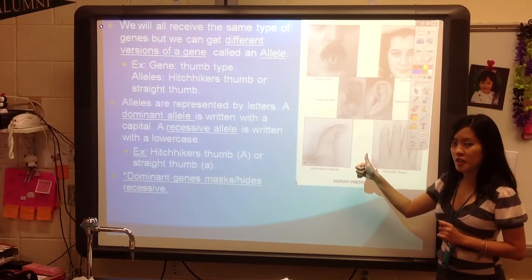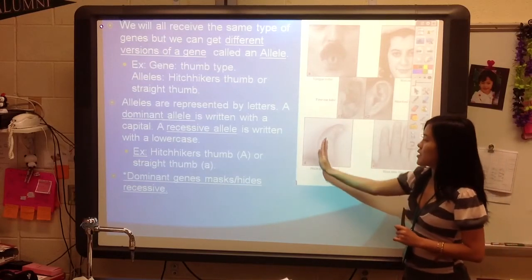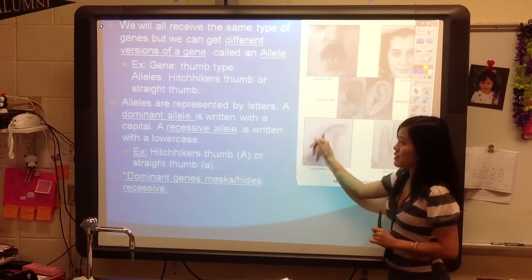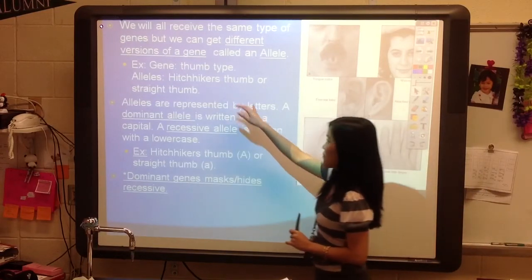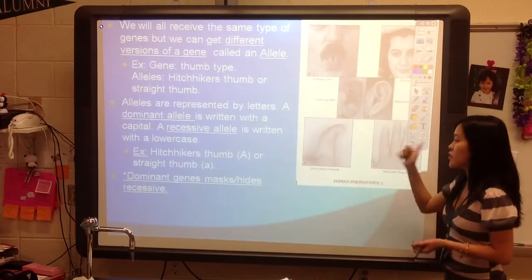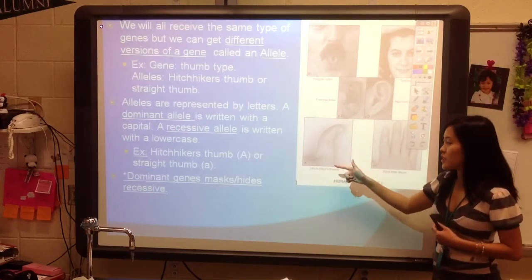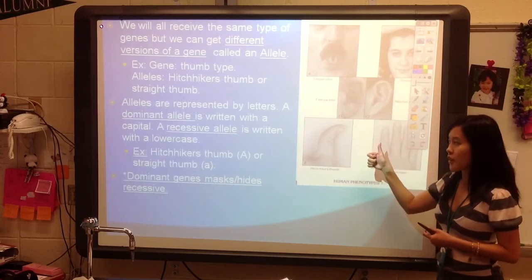My thumb's pretty straight. But this person's thumb is very much curved, and this trait, or this allele, is called a hitchhiker's thumb. The trait itself is for our thumbs: how does our thumb look? And the two different alleles are hitchhiker's thumb and a straight thumb.